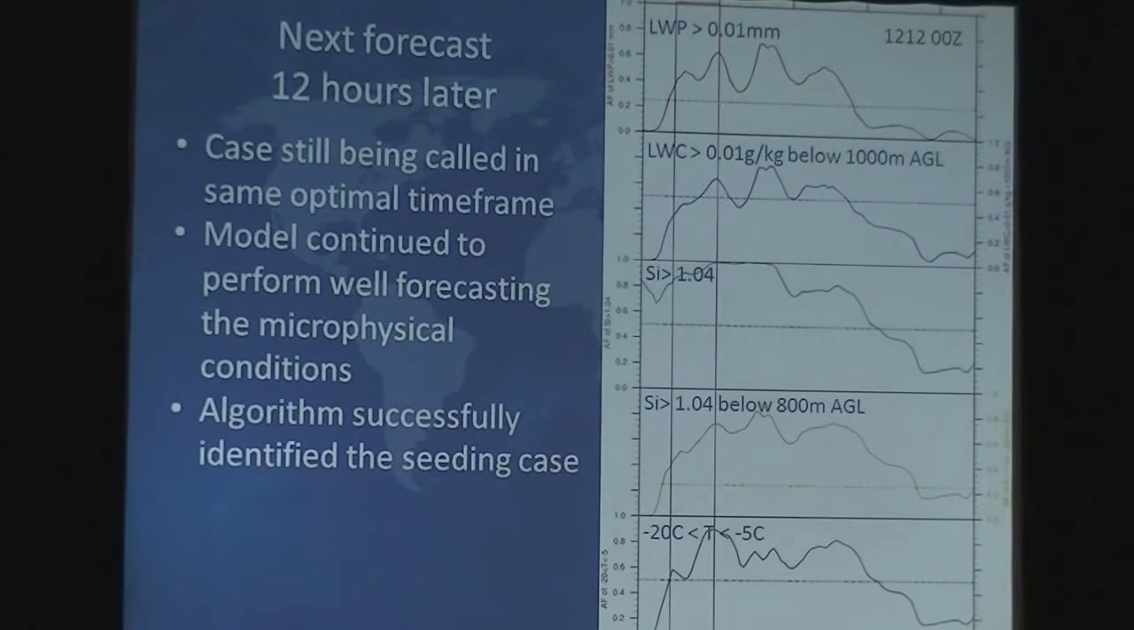If we move 12 hours forward again, we would still have a case that's starting from about 5 hours and going out to about 24 hours in the forecast, fully encompassing that optimal time period identified by the forecasters. So now this is 2 seeding forecasts being called just for this one case. So this is another example of where we have this duplication in some of our current statistics. But the model is still continuing to perform well.